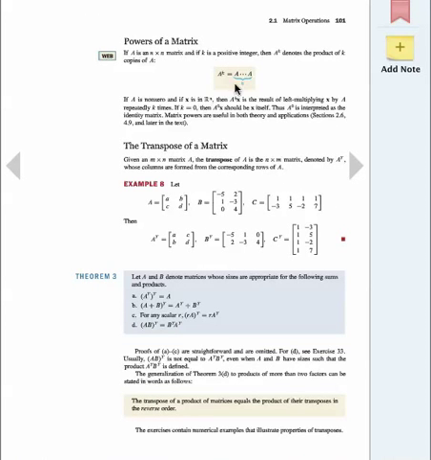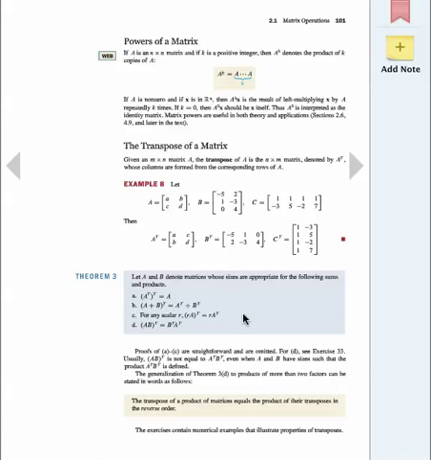We talk about powers of a matrix, which should seem relatively obvious. We also talk about the transpose of a matrix, which is something new. I would go through example 8 carefully and make sure you understand what a transpose is and how they are finding these. Theorem 3, properties of transposes.